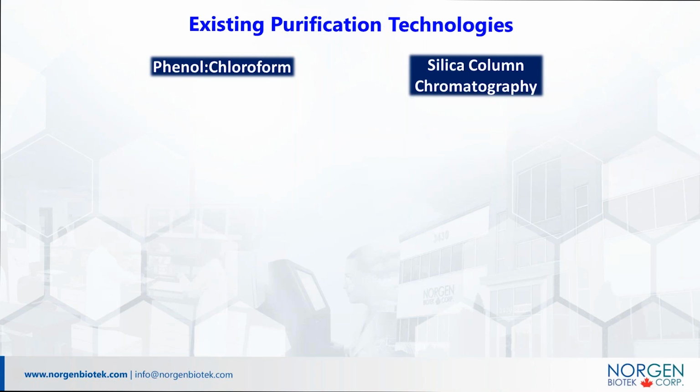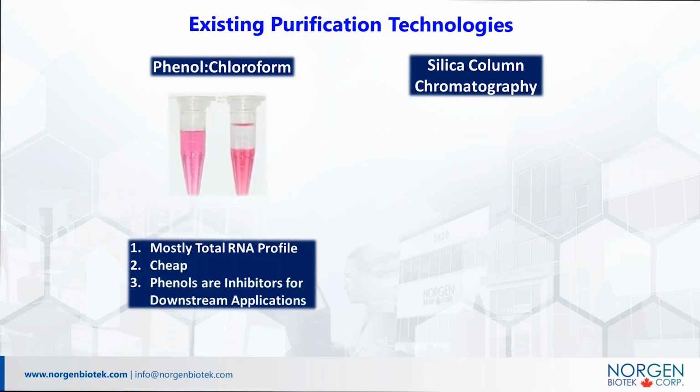Currently there are two purification technologies on the market: the phenol-chloroform based technology and the silica-based technology. Phenol-chloroform is an inexpensive technology, as we all know. It's mainly used for the purification of total RNA, but the obvious drawback is that if you have carryover contamination of the phenol in your purified RNA, this will affect or inhibit your downstream applications.